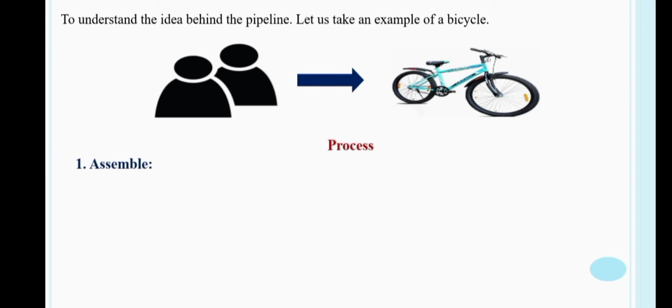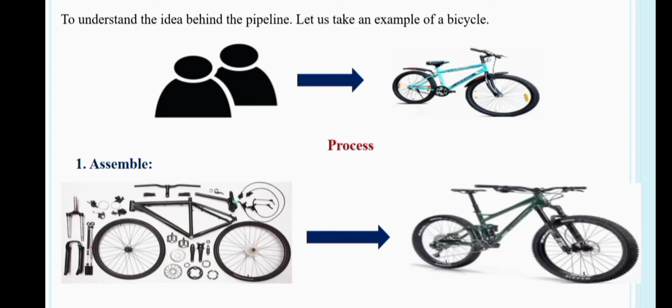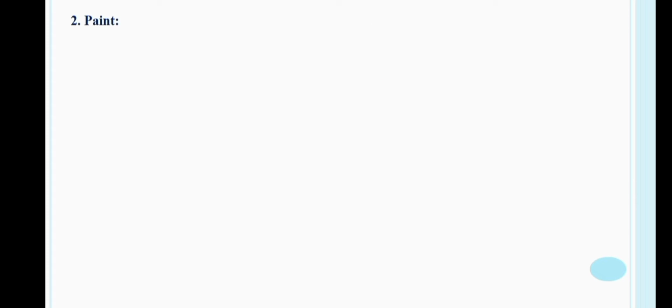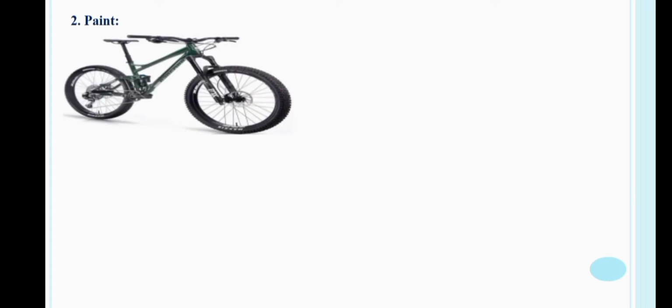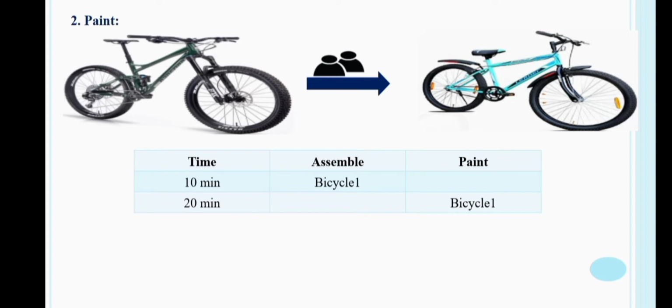First process is assemble. These are the parts of a bicycle. It is being assembled by two people. Second process is paint. After assembling the parts, both people will paint the bicycle. Also assume that each process takes 10 minutes to complete its action. Each bicycle has to go through each process.